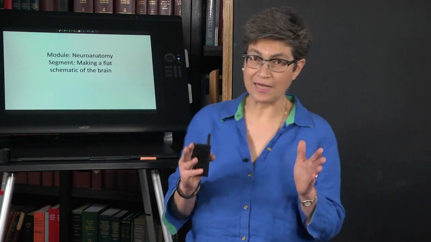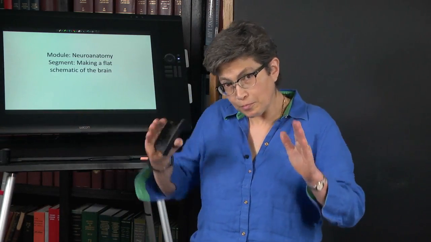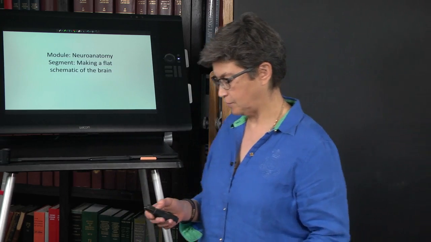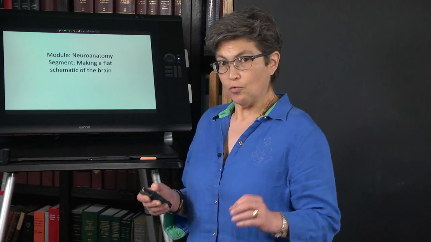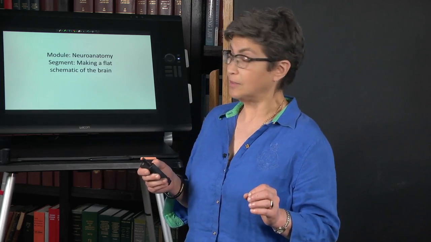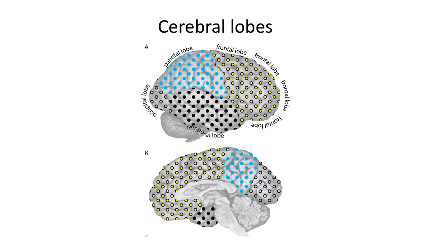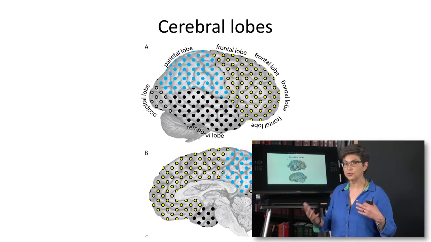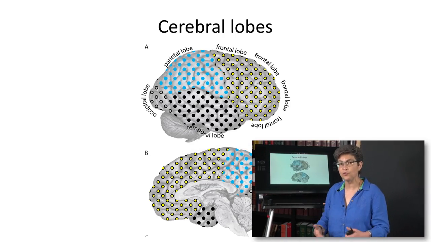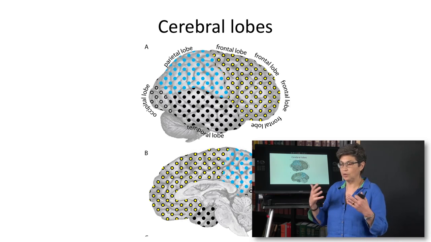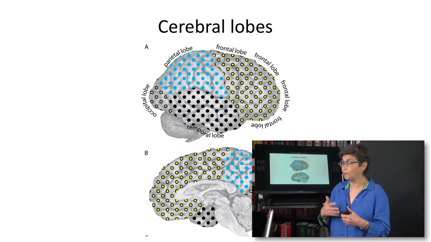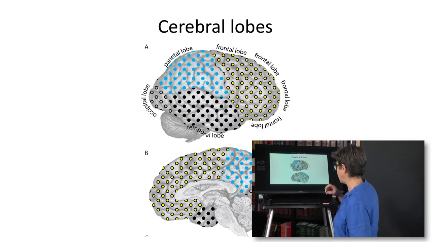Going to use a flat schematic of the brain, and I want to just make sure everyone's on board with understanding what we're looking at in this schematic, which I have designed. We're going to start by looking at the cerebral cortex. And what I've done here is I've simply outlined the different lobes. Now these lobes are not that meaningful, but they're a useful categorizing tool for how to look at the brain.